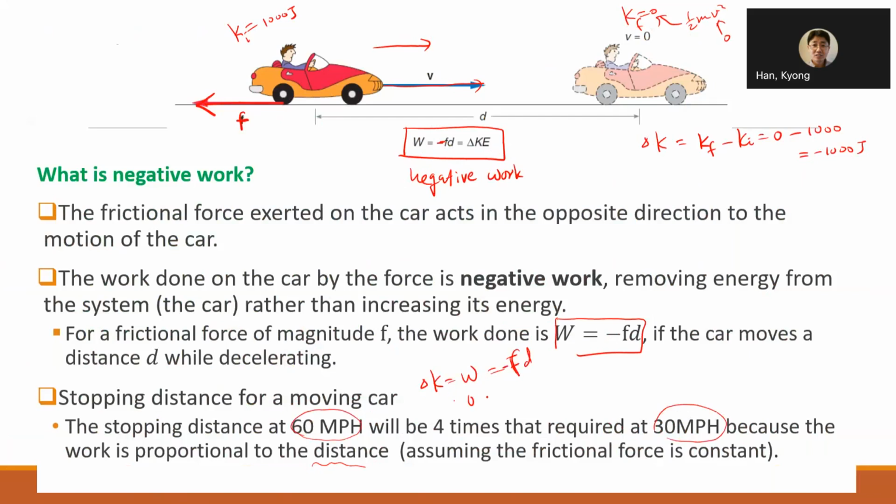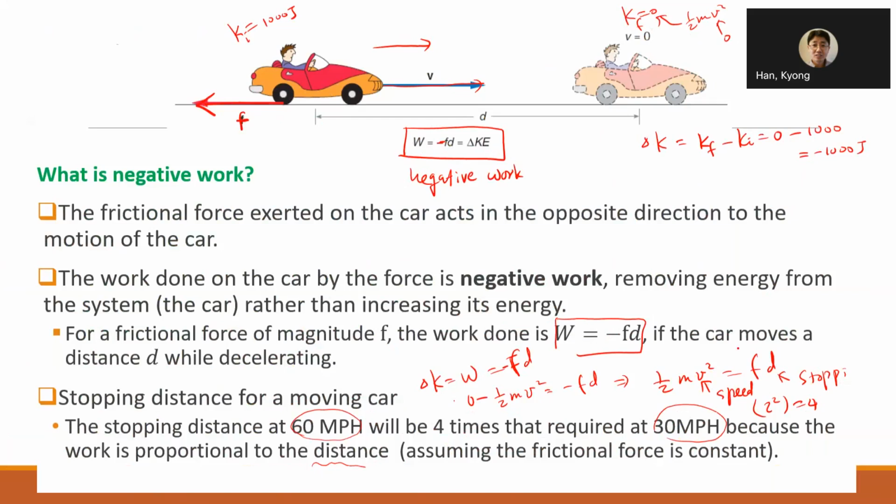This is 0 minus the initial kinetic energy: the final kinetic energy is 0, the initial kinetic energy is 1/2 mv squared, equal to negative Fd. That will be the same as 1/2 mv squared equal to Fd, and d is the stopping distance. v is the original speed before stopping. If we increase it twice, that will be twice squared, which is 4 times. Yeah, we need to increase the stopping distance. That's why we should not speed the car. Yeah, that's very dangerous.